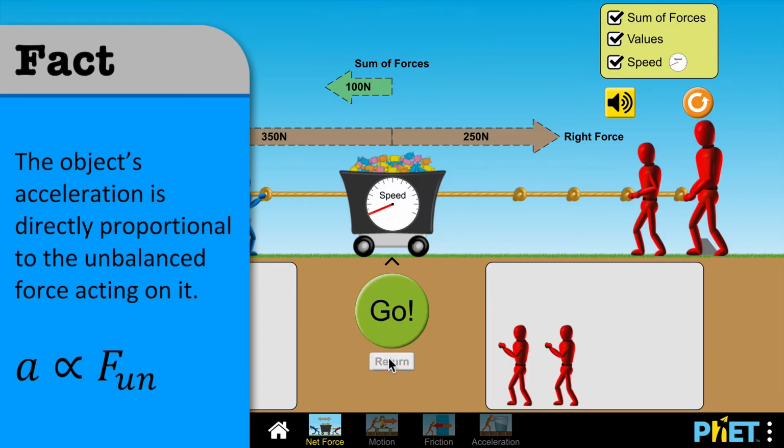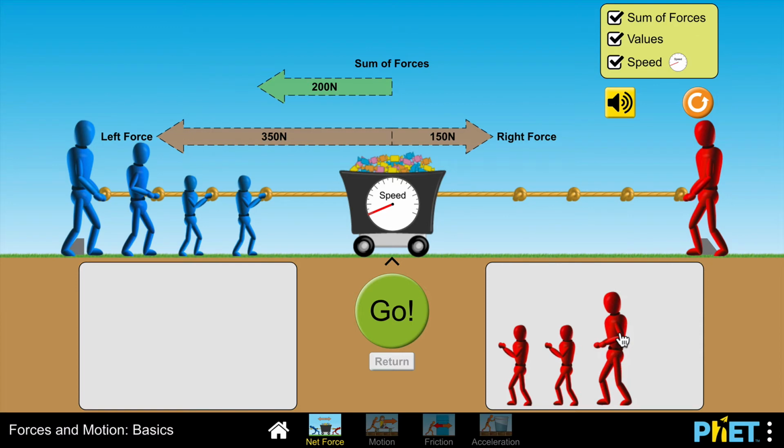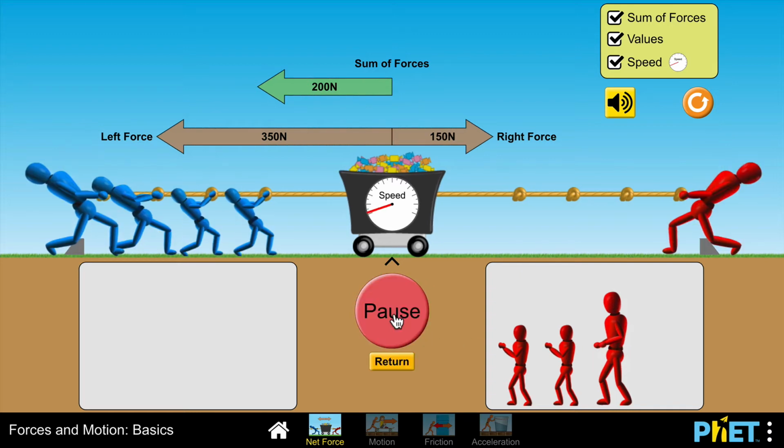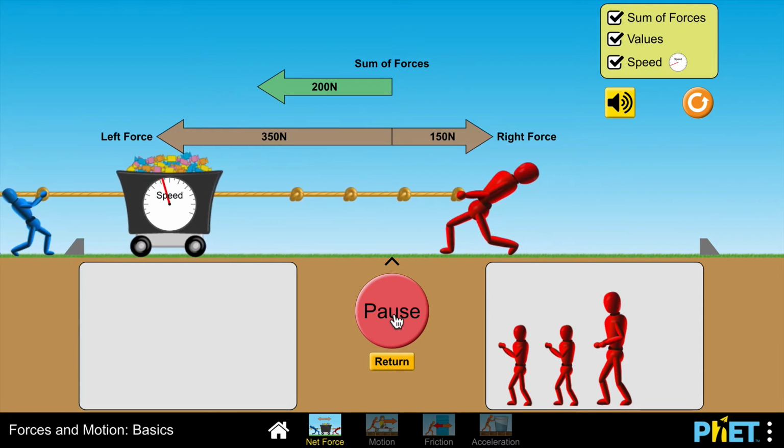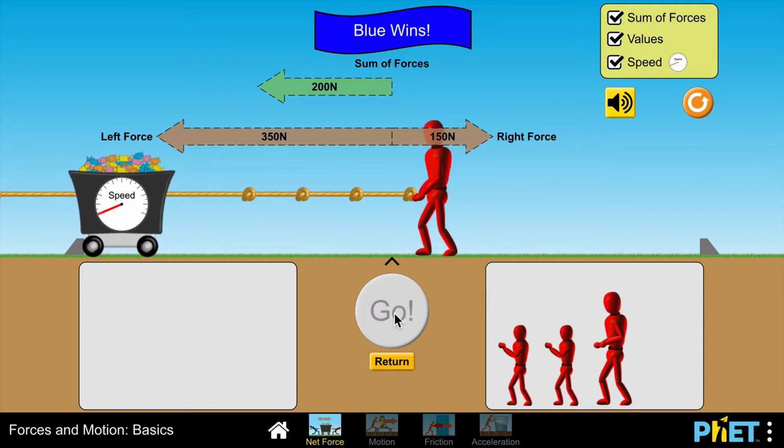So if I return these guys to the centre, and if I have a greater unbalanced force to the left, then hopefully the acceleration to the left will also be greater. Let's see if that works. And of course the speed dial is increasing at a far greater rate. So the greater the unbalanced force, the greater the acceleration. And I can show Newton's first law and Newton's second law just using this first screen.